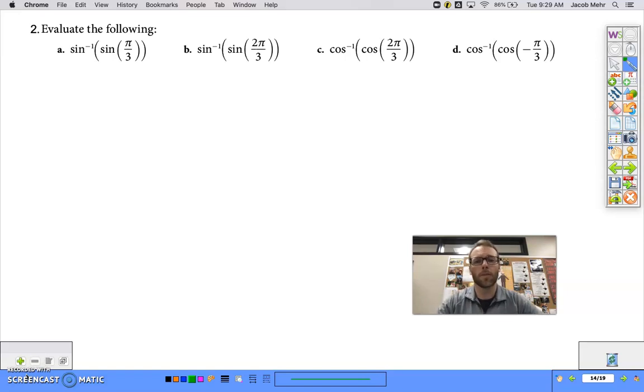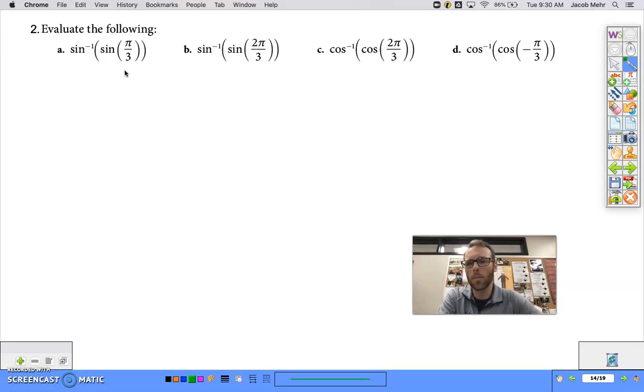All right, so hopefully you got a good feel for how these inverses work now and that you can evaluate the inverse and find an angle for a certain ratio. Now, as you can see here on this screen, we're going to start applying inverses to the original trig functions. And we're going to see some interesting things happen here, some good thinking, and I'm excited for our video today. So first up, we've got the inverse sine of the sine of pi over 3.